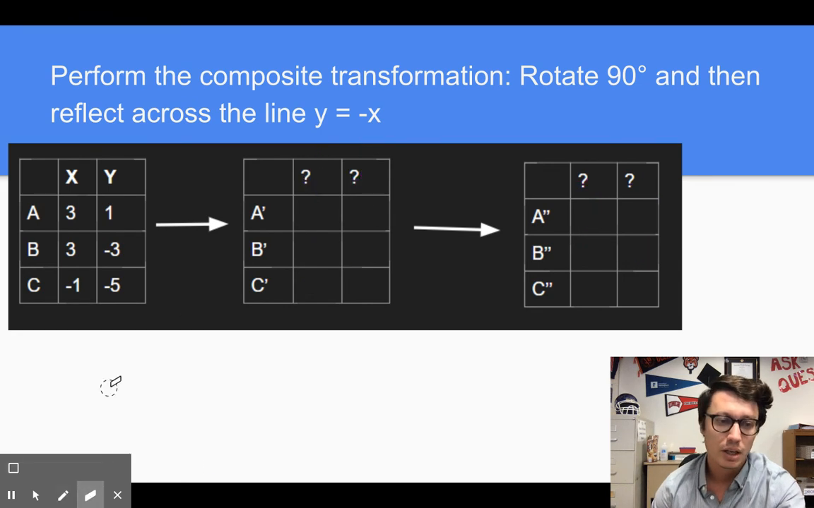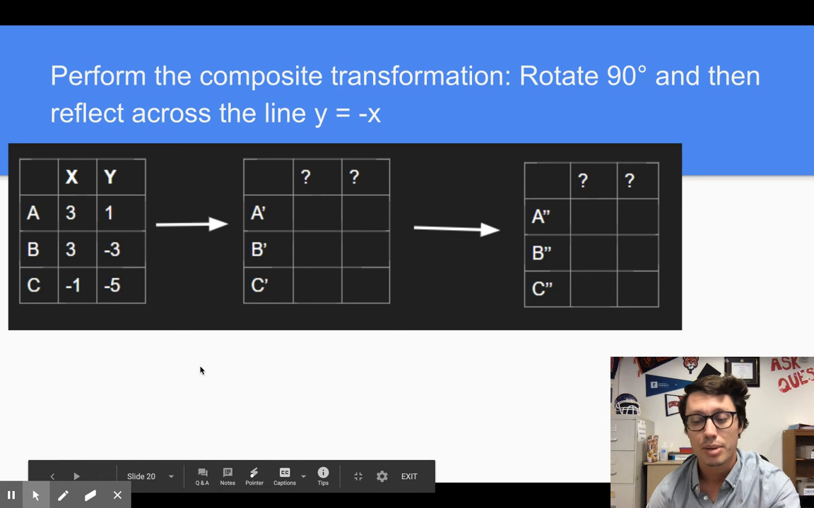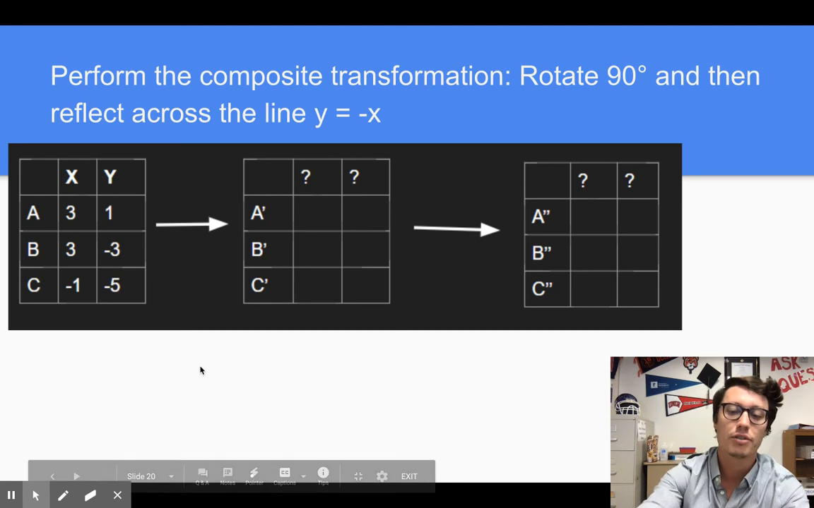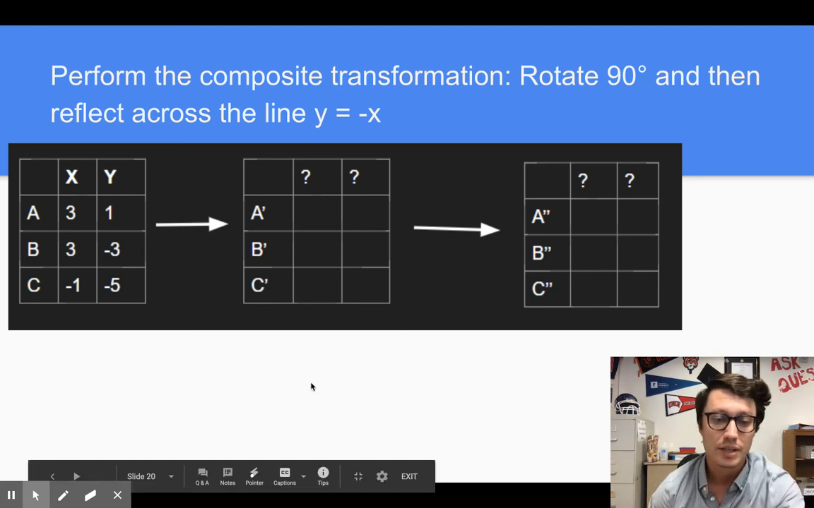Okay, that's all I got. Just a bunch of examples. Please make sure you're studying in some way, shape, or form. Please make sure you write a cheat sheet of all the rules for transformations so that way you can use that cheat sheet on the test.